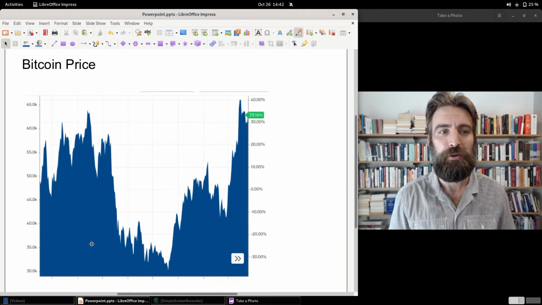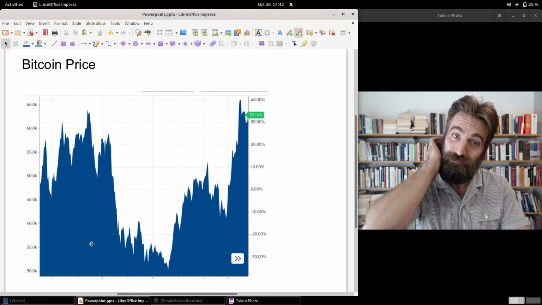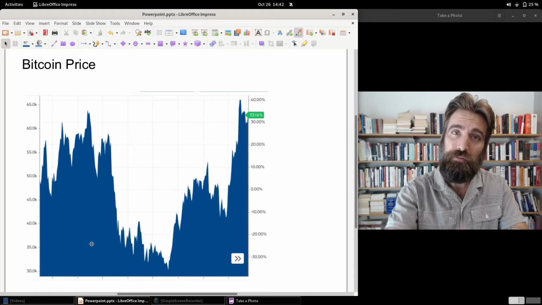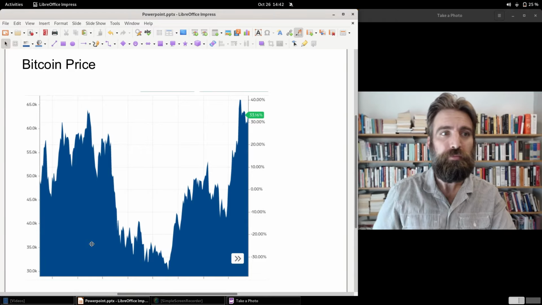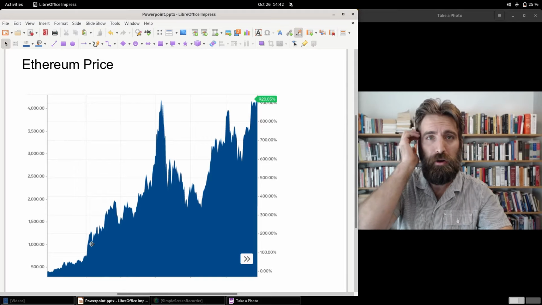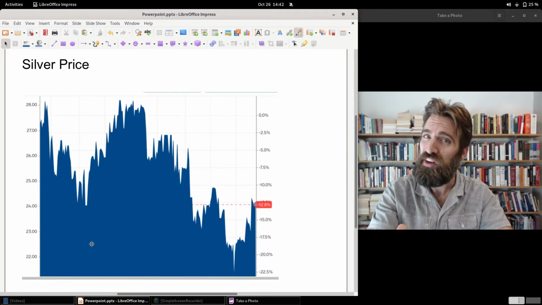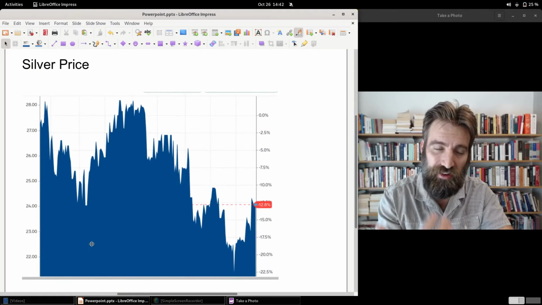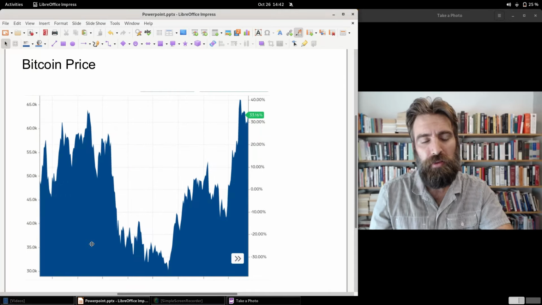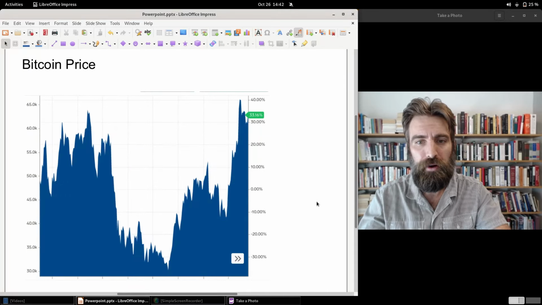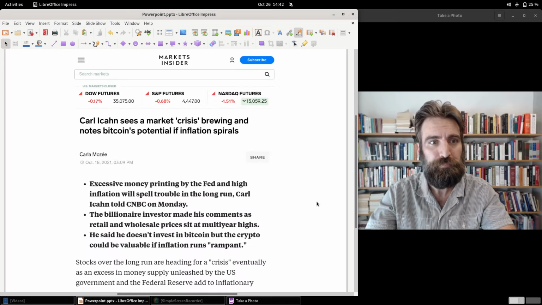Okay, I don't give financial advice, but I think if you're going for the long game, Bitcoin and Ethereum are good buys, and I think silver and gold are steady. They're solid assets that will also weather an inflationary storm.